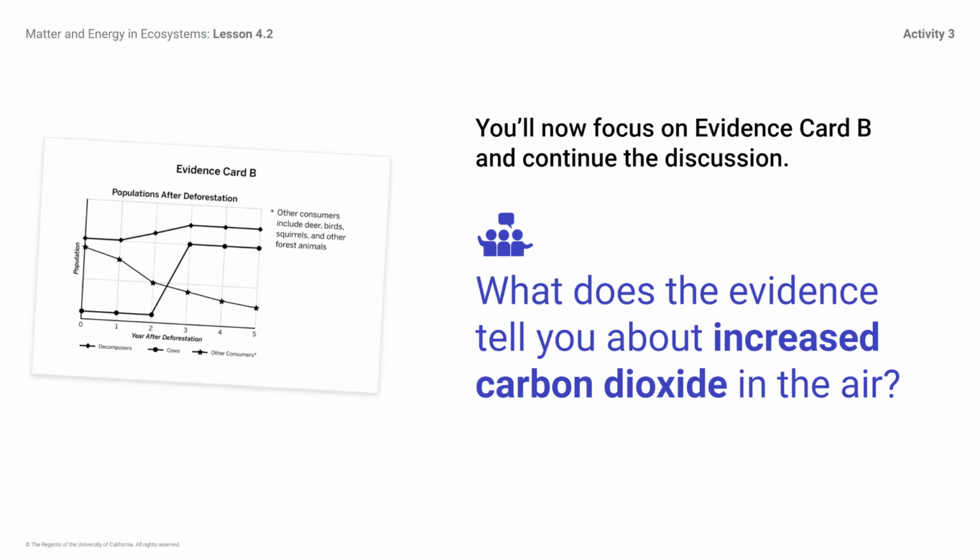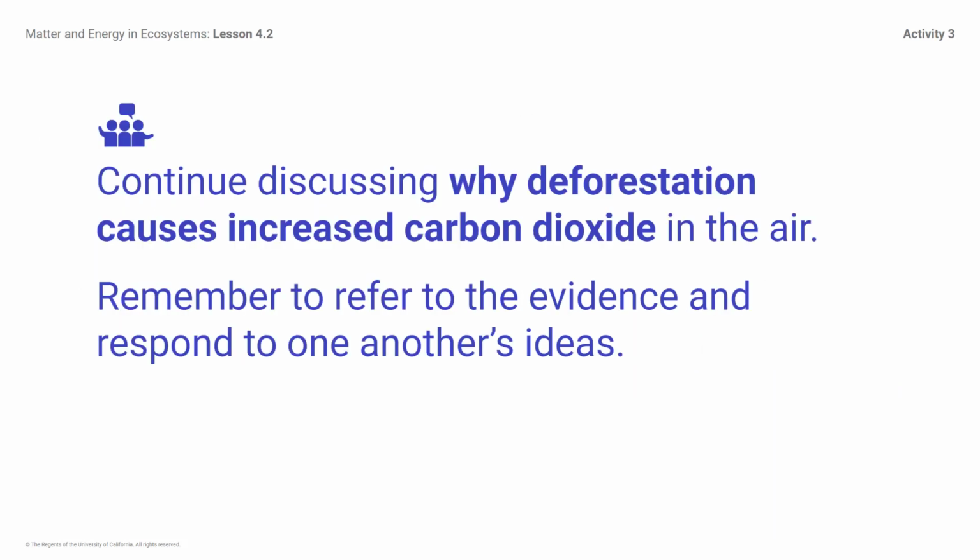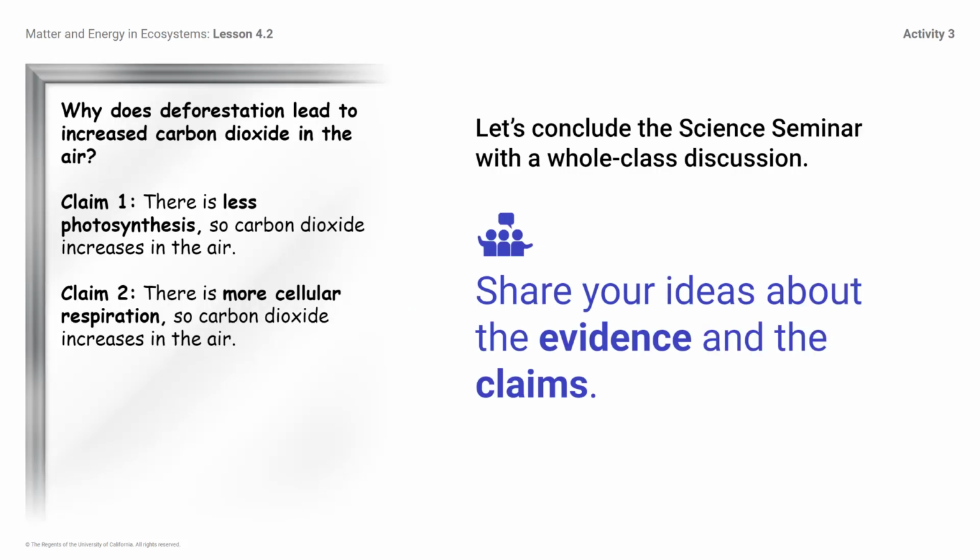Do you think photosynthesis or cellular respiration would be more affected by the population changes you see in the graph, and why? How would the changes in each population affect the amount of cellular respiration being done? How would the amount of carbon dioxide in the air be affected? Based on the graph, what parts of the ecosystem changed after deforestation, and how did it affect the rest of the system? Continue discussing why deforestation causes increased carbon dioxide in the air. Remember to refer to the evidence and respond to one another's ideas.